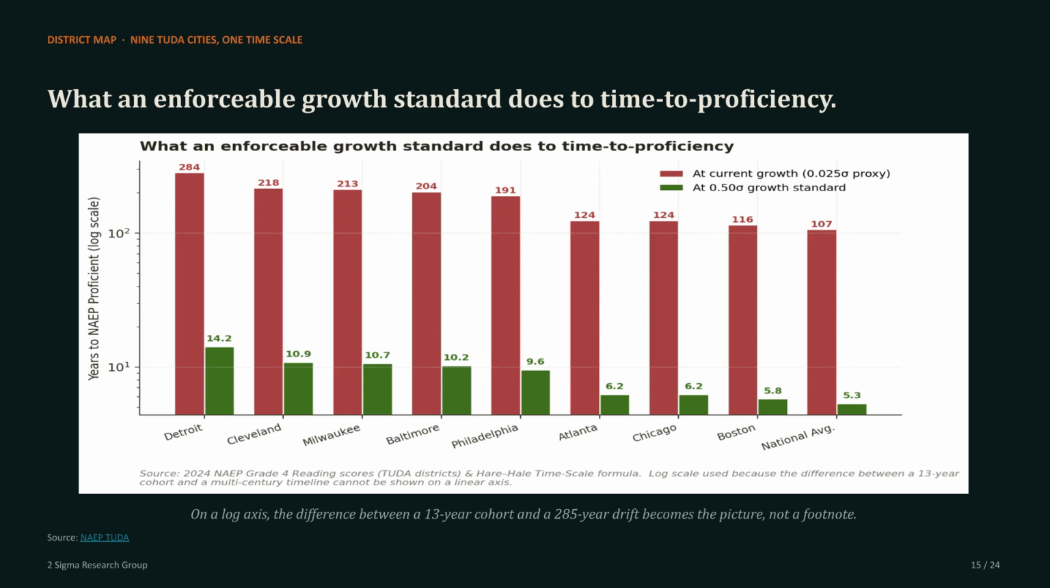The graph shows the years to NAEP proficiency in 9 TUTA cities. Red bars represent current growth, with long times to proficiency. Green bars show the significant time compression achieved with an enforceable growth standard of 0.50 sigma.